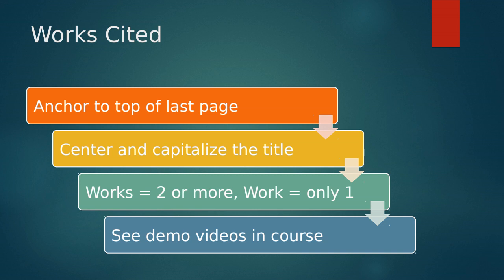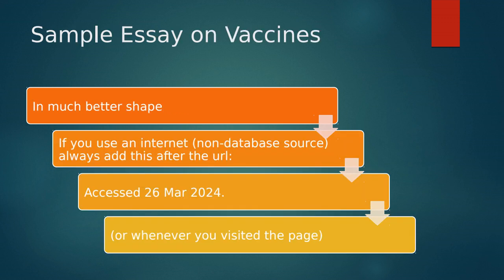Distinguish between works and work. Works with an S, cited is 2 or more, work is only 1. You should not have a work cited page in this paper because you have more sources than 1. I've got some demo videos in the course that can walk you through this and other kinds of weirdness of MLA formatting. So I'll show you that too in a minute.